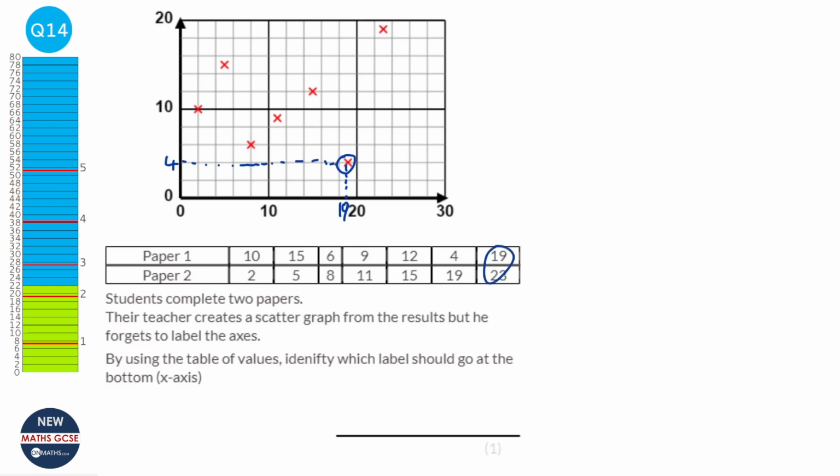We've got a 19 and 23 here. It's got to be a 4 and a 19, which is here. And it shows that the 4 is for paper 1 and the 19 is for paper 2. So our answer will just be paper 2.